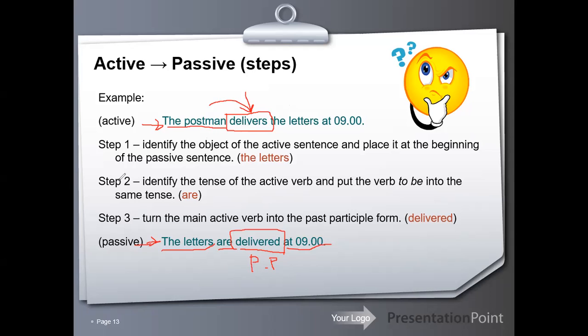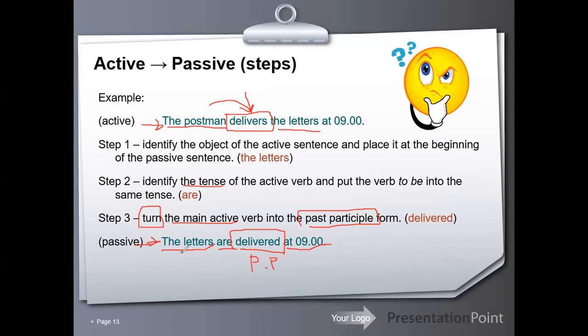Ahora, ¿qué dice la regla? Primero, identify the object. Segundo, identify the tense. Eso es todo. Identificar el tiempo. Ya vimos que es presente simple. And then, cambiar. Miren, este es el verbo cambiar. El verbo principal, que ya vimos que está en presente, al pasado participio. Y ahí ya tenemos voz pasiva.